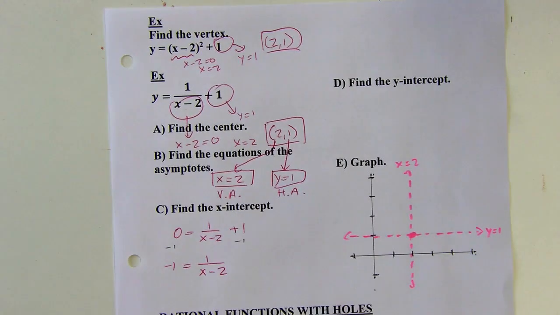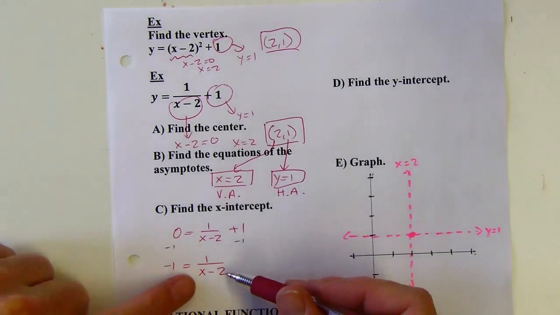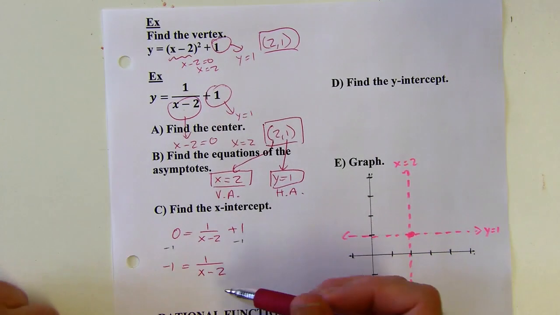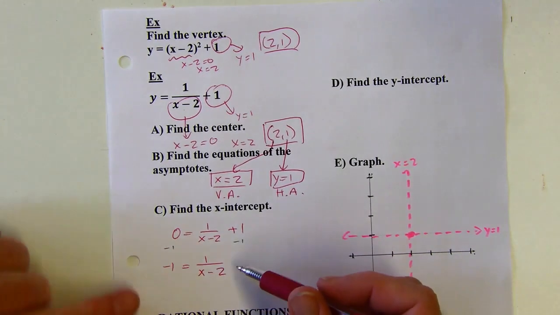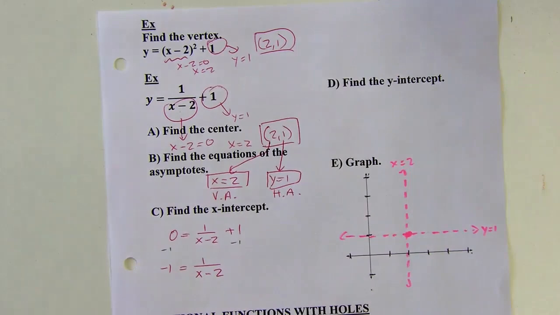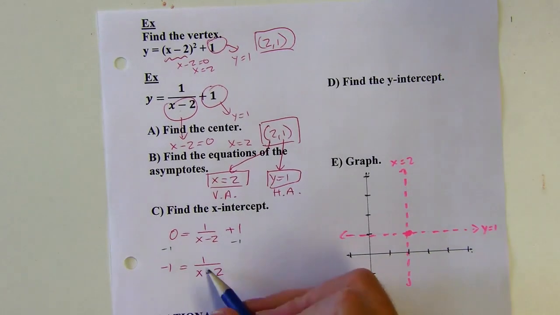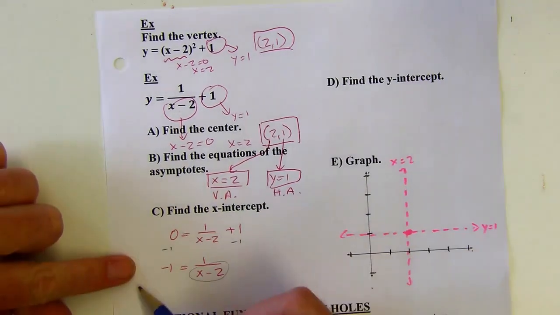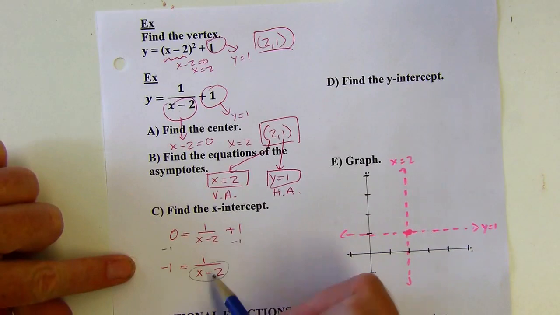Okay, and now I want to solve this for x, so I want to get the x out from under the fraction. I want to get rid of my fraction. So you could multiply both sides of this equation by the quantity x minus 2, and then you'd get x minus 2 times negative 1 would equal 1, right?